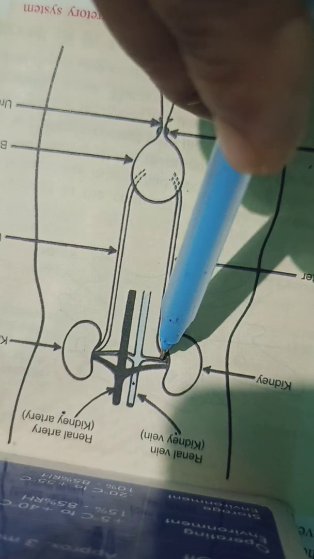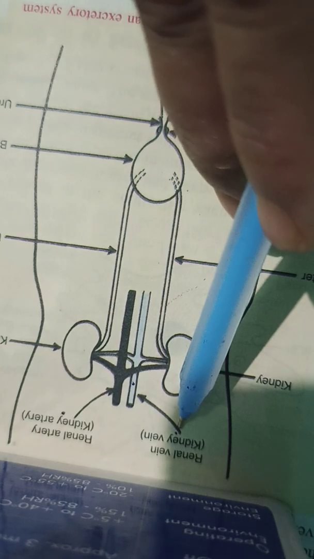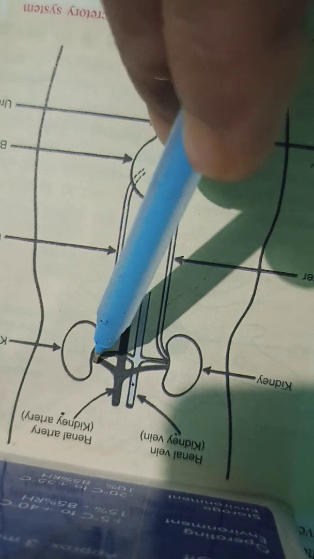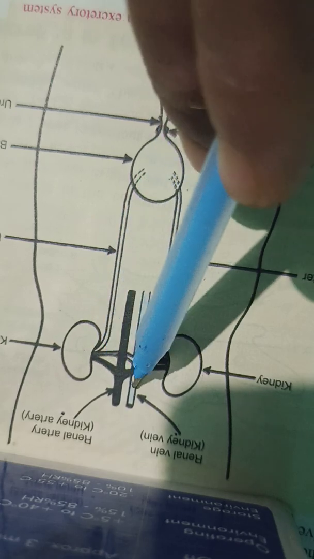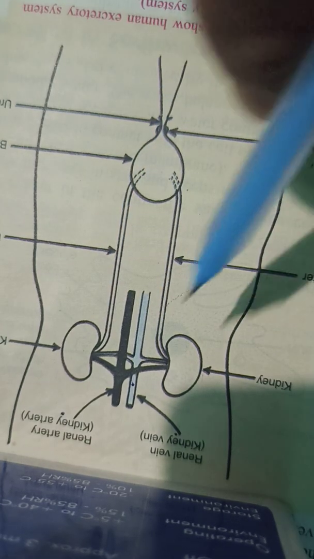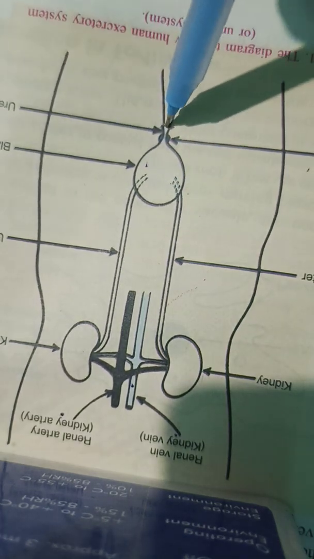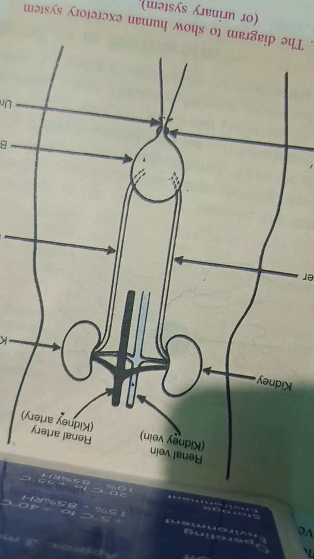Now from here you can see the entry of the renal artery, and the renal vein coming out, and this is the ureter. Okay, so you can see the renal artery going in, then you have the renal vein coming out, this one, and then you have the ureter. This ureter is coming to the bladder, and finally you have the urethra, right? Now the filtration unit of the kidney is known as the nephron. So we will study the structure of the nephron in detail.